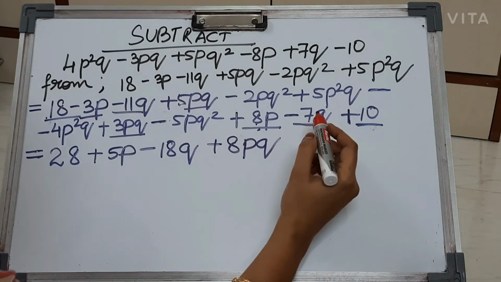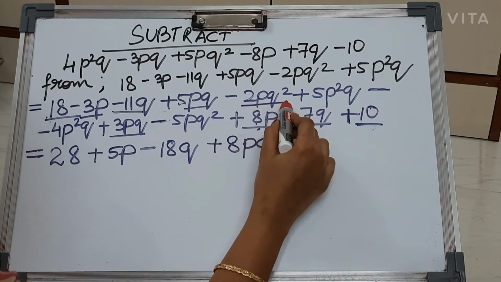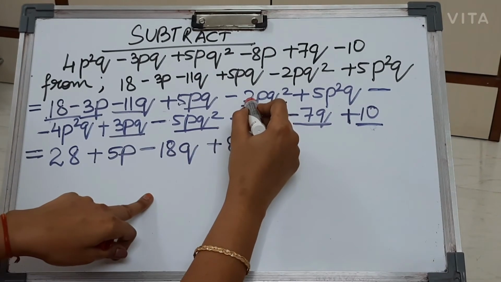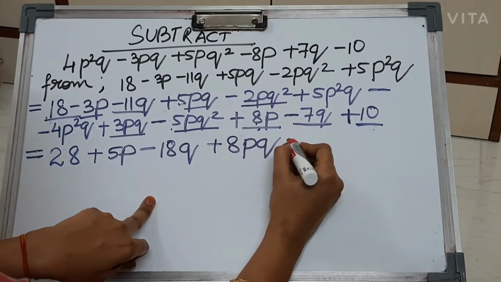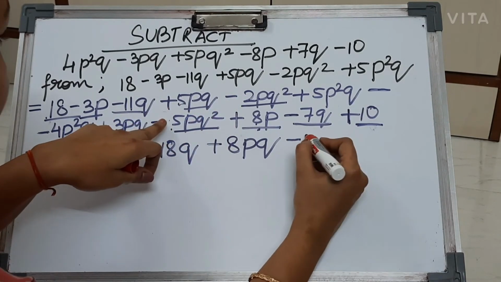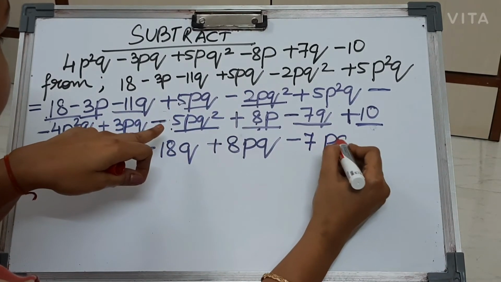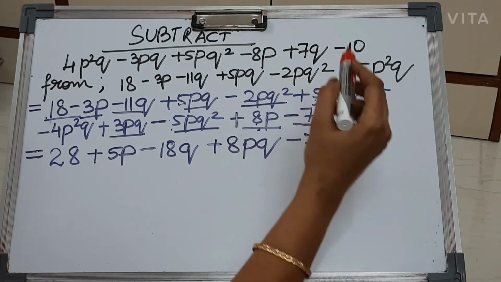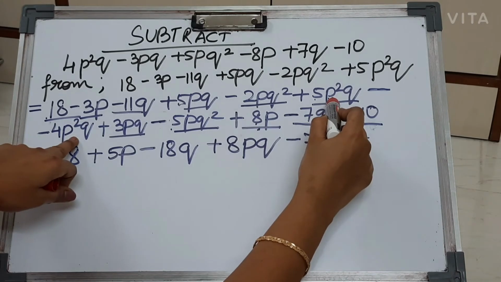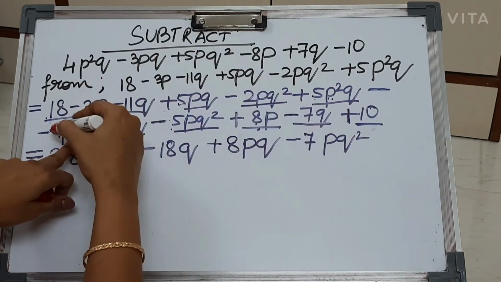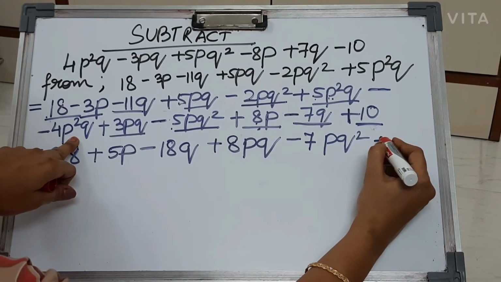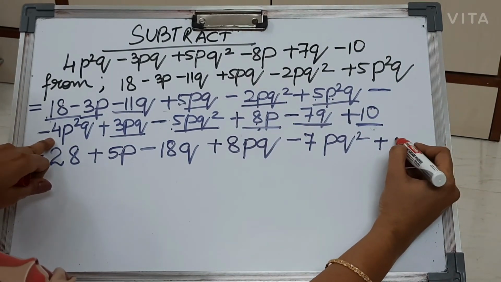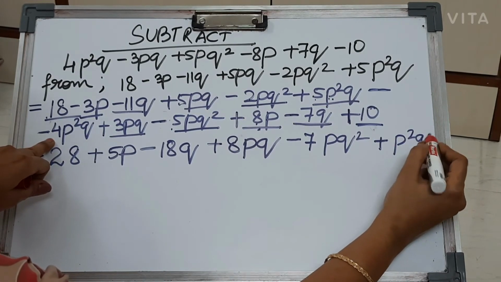Now next step is 2pq square. Now it is 2pq square is here. Minus 2 and minus 5. Again we will write here minus sign because both are in minus, and we will add both the numbers. Write the term. Next is 5p square q. 5p square q and here minus 4p square q. So 5 minus 4 will be what? Plus 5 minus 4 is plus 1. So we'll write here p square q.